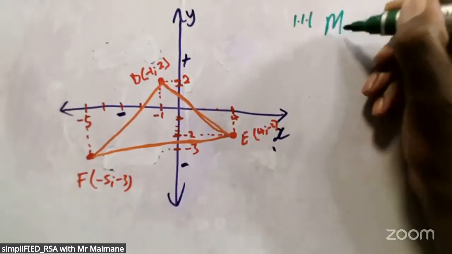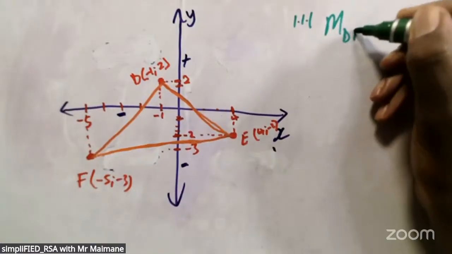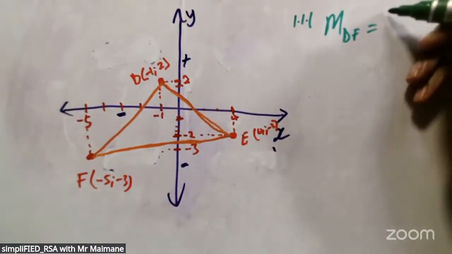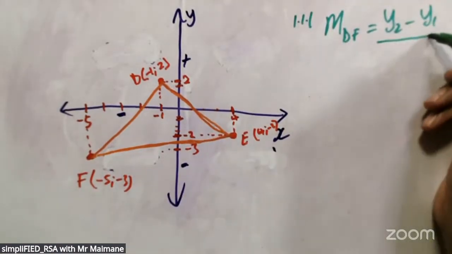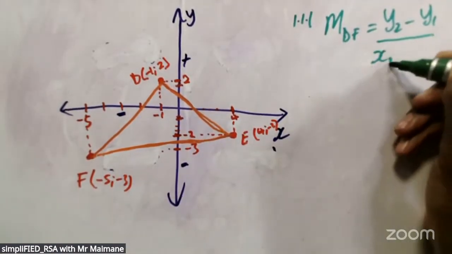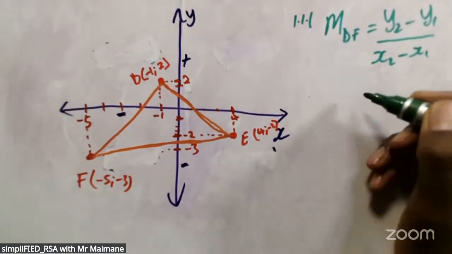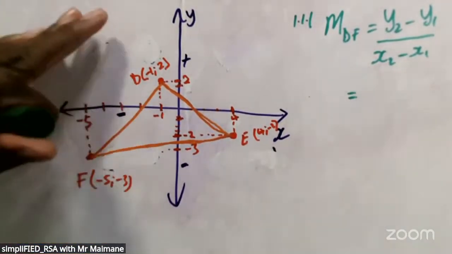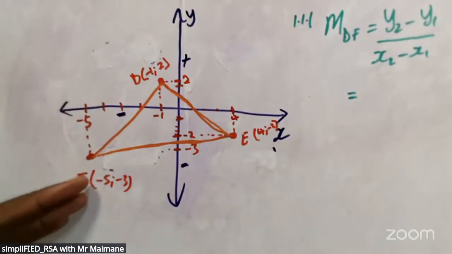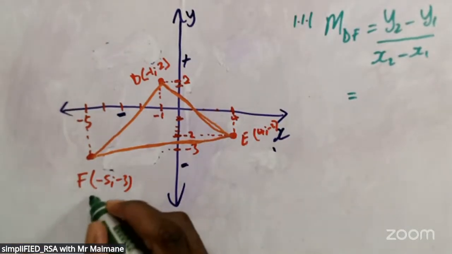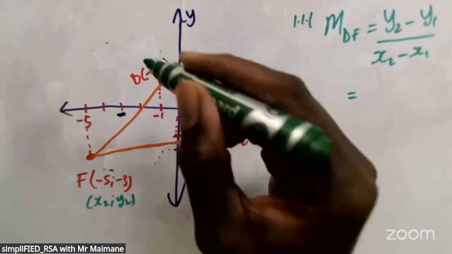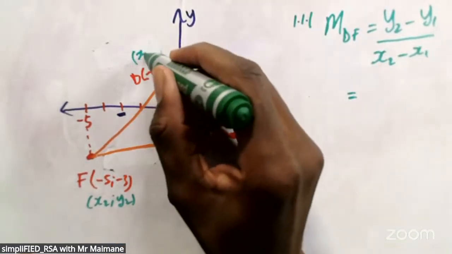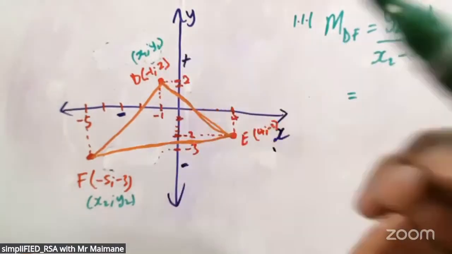1.1.1 The gradient of DF is going to be y2 minus y1 over x2 minus x1. You can choose which one you want to be your y1, you can choose which one you want to be your x1. So suppose we say this is our x2, y2, this is our x1, y1.